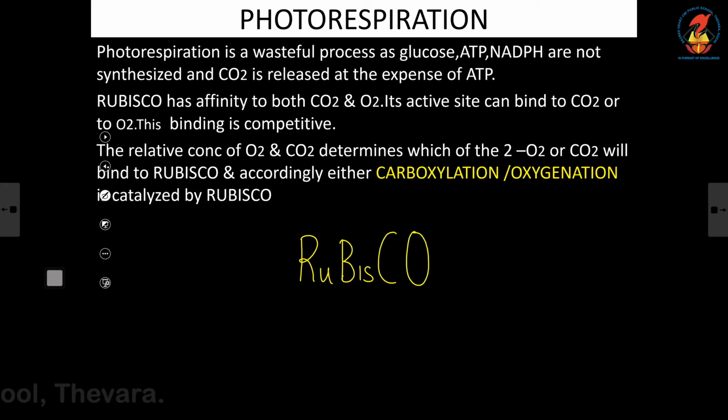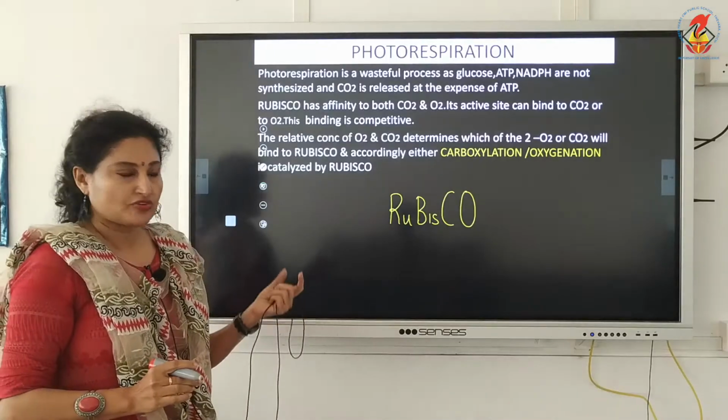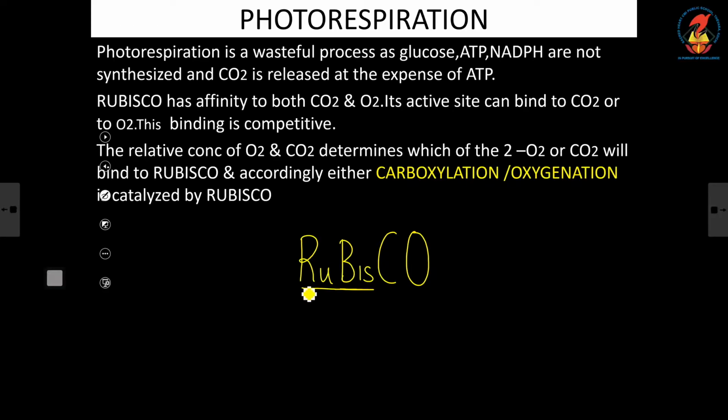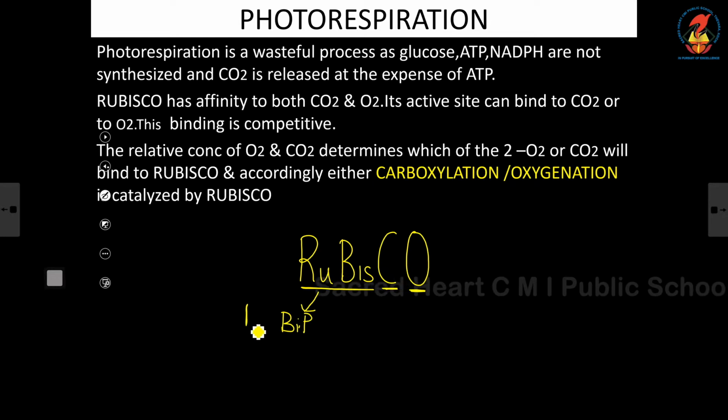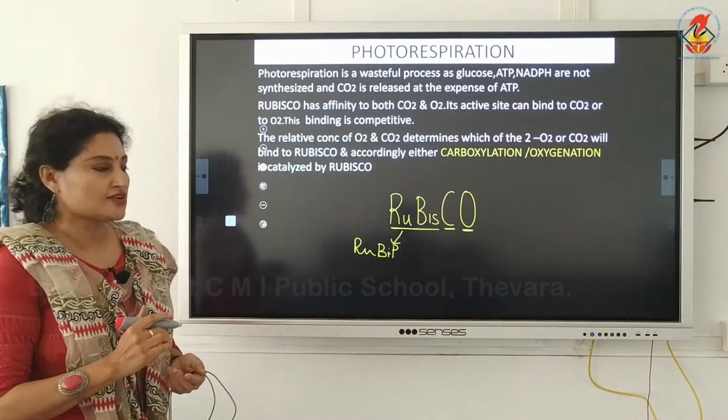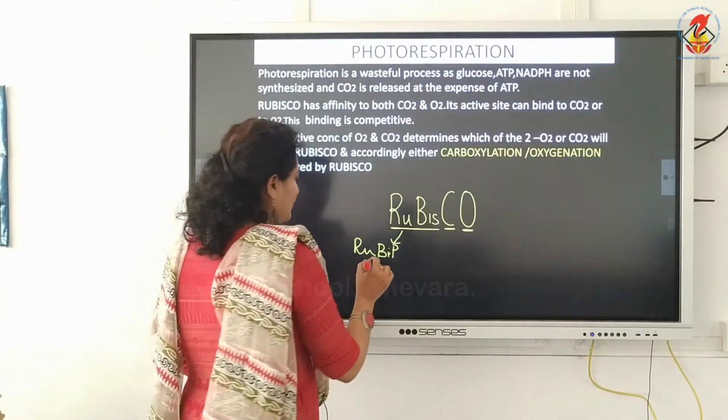Now talking about this enzyme, rubisco, from this very name itself you can identify its substrate and also which type of reaction it catalyzes. I have split it with the underlines. From this you will understand the substrate is ribulose bisphosphate, which we have studied in the C3 pathway. It started off with the substrate called ribulose bisphosphate.